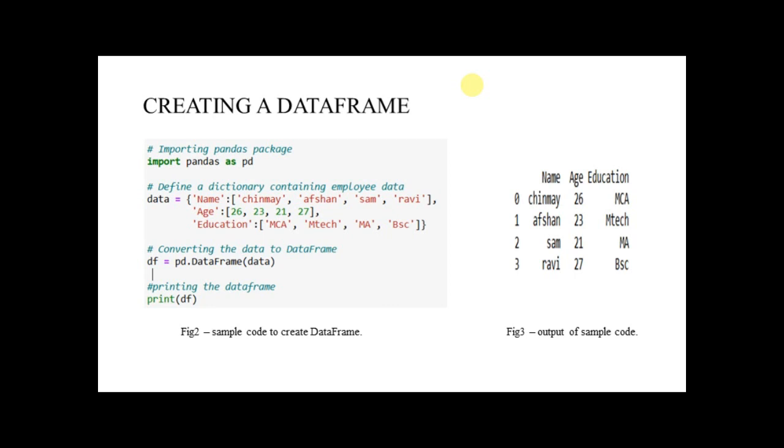Then the third thing, we have to convert the data to a data frame. Here is a predefined function we can use, pd.DataFrame, and in brackets we put the data, and we store this value in df. And then at last we are printing the df data. Here is the output we can see. There is a name column, then an age column, then an education column. There we get the names Chinmay, Afshan, Sam, Ravi, and their respective ages and educations.